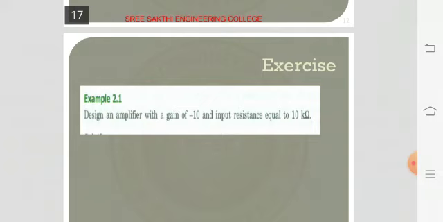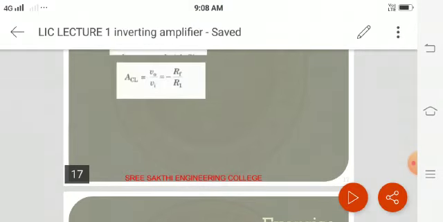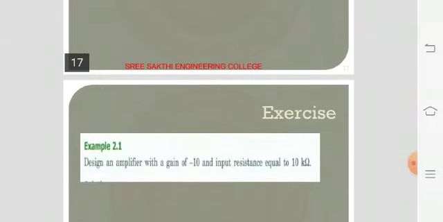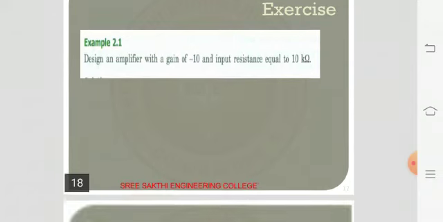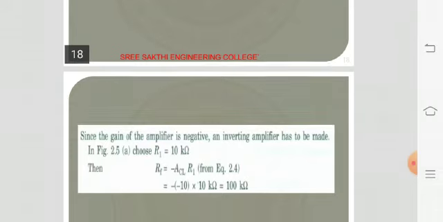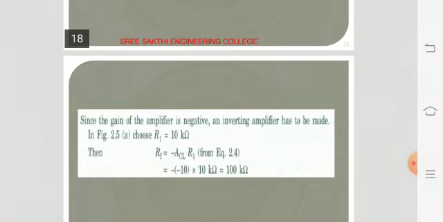Design an amplifier with a gain of minus 10 and input resistance equal to 10 kilo ohm. Previously we have the formula minus RF by R1. RF is the feedback resistance and R1 is 10 kilo ohm. So minus 10 will be your gain, and R1 is equal to 10 kilo ohm. RF is equal to minus ACL into R1. So minus 10 into 10 kilo ohm is equal to 100 kilo ohm. So you can calculate the feedback resistance as 100 kilo ohms.